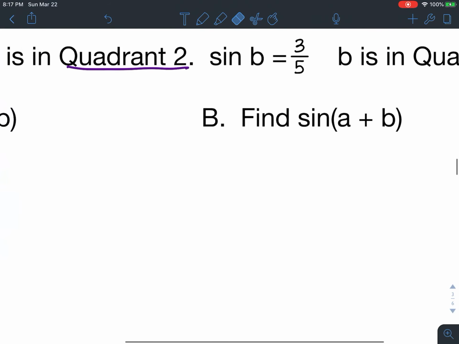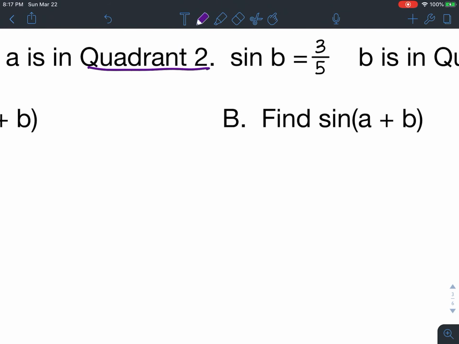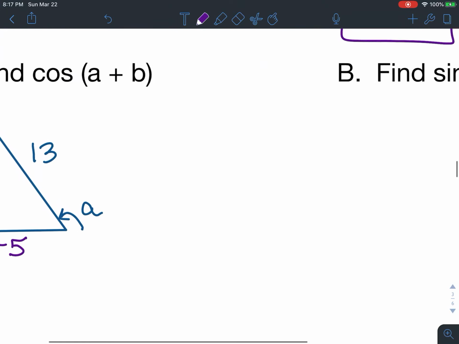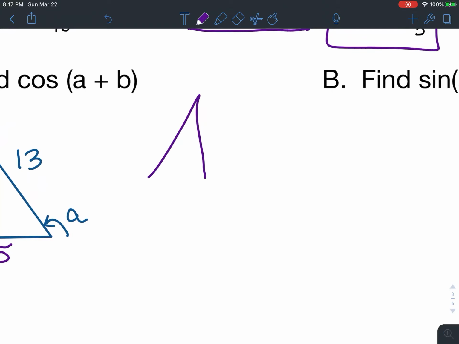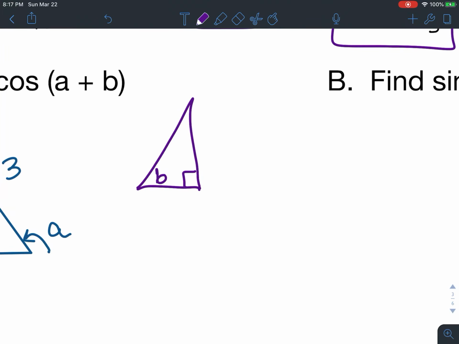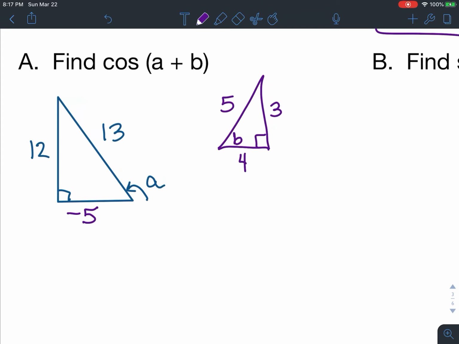Okay. So now let's come over here and look at angle B. The sine of angle B is 3/5, and B is in quadrant 1. So I'm going to draw an angle like it's in quadrant 1. And the sine of B is 3/5, so opposite over hypotenuse. And that's going to make the adjacent side 4.